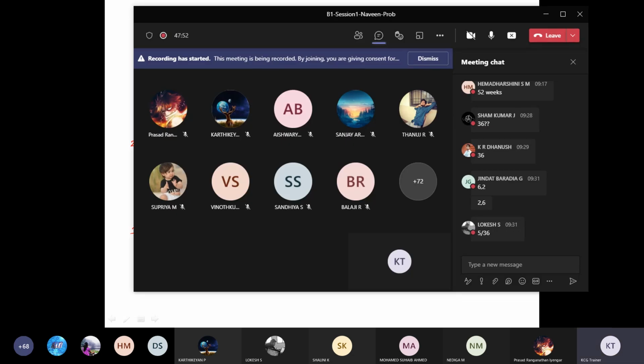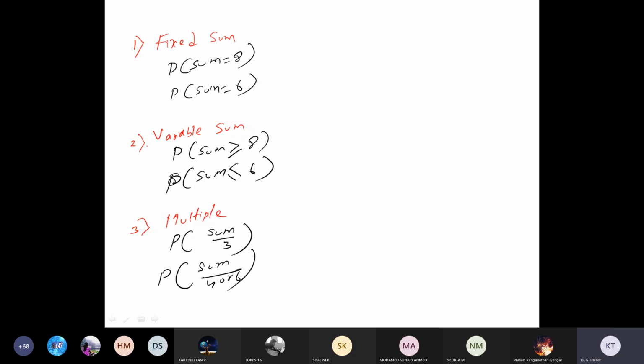Five by 36, Lokesh. Let us check. How is it 5 by 36? So the pairs are 4,4, 2,6, 6,2, 3,5, 5,3. So the answer is 5 by 36. Similarly, what is the answer for sum exactly equal to 6?